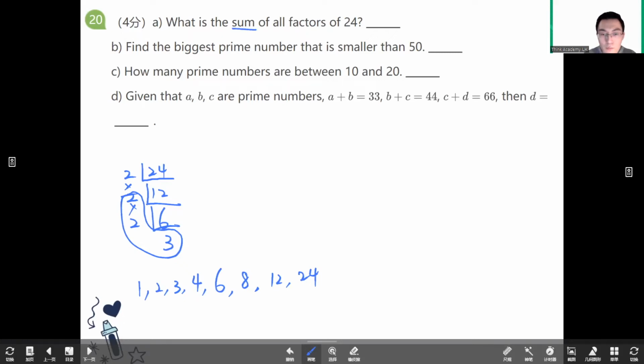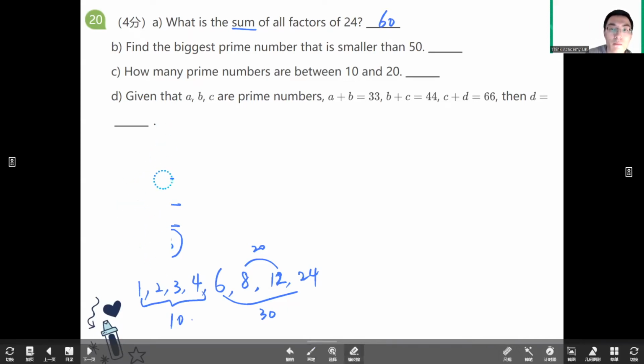And to do it quickly, we use some technique. So number pairs. 8 plus 12, this is a good friends number pair. This gives us 20. 24 and 6 gives us 30. 1, 2, 3, 4 is a special pair. If you see 1 plus 2 plus 3 plus 4, no need to think. Just shout out confidently, the sum is 10. So it's 10 plus 20 plus 30. The answer is 60. And then question B is finding the biggest prime number that is smaller than 50.